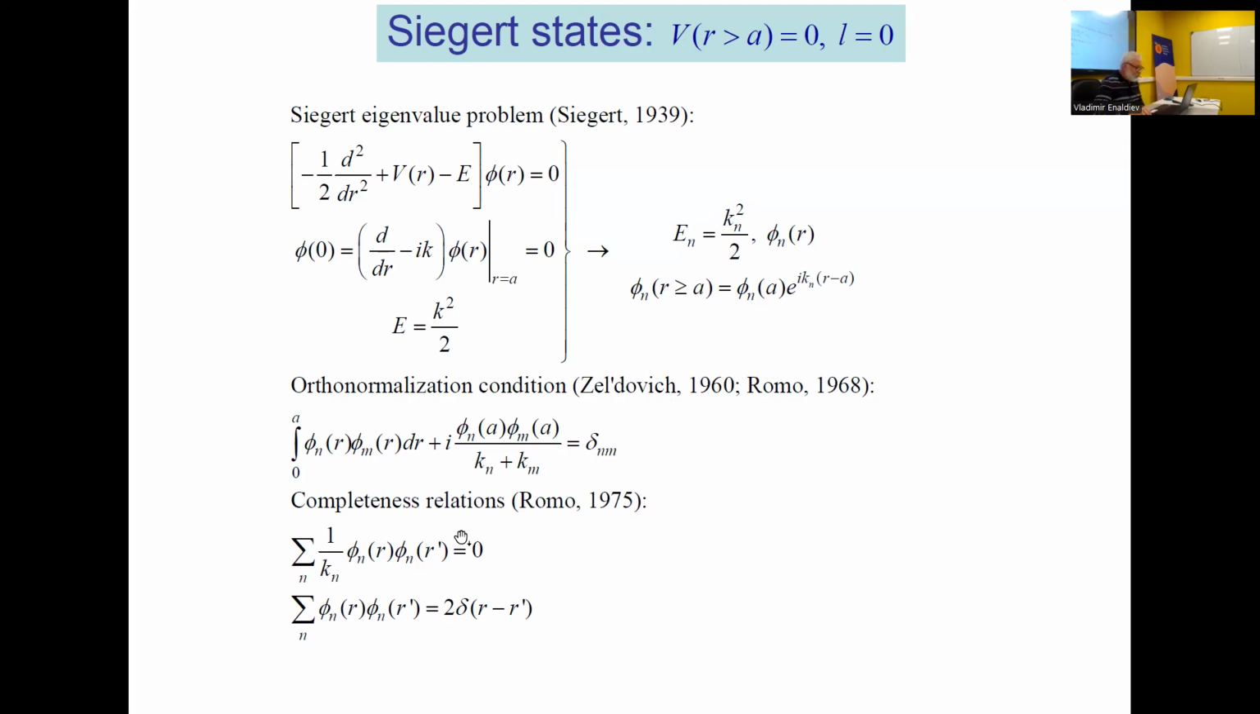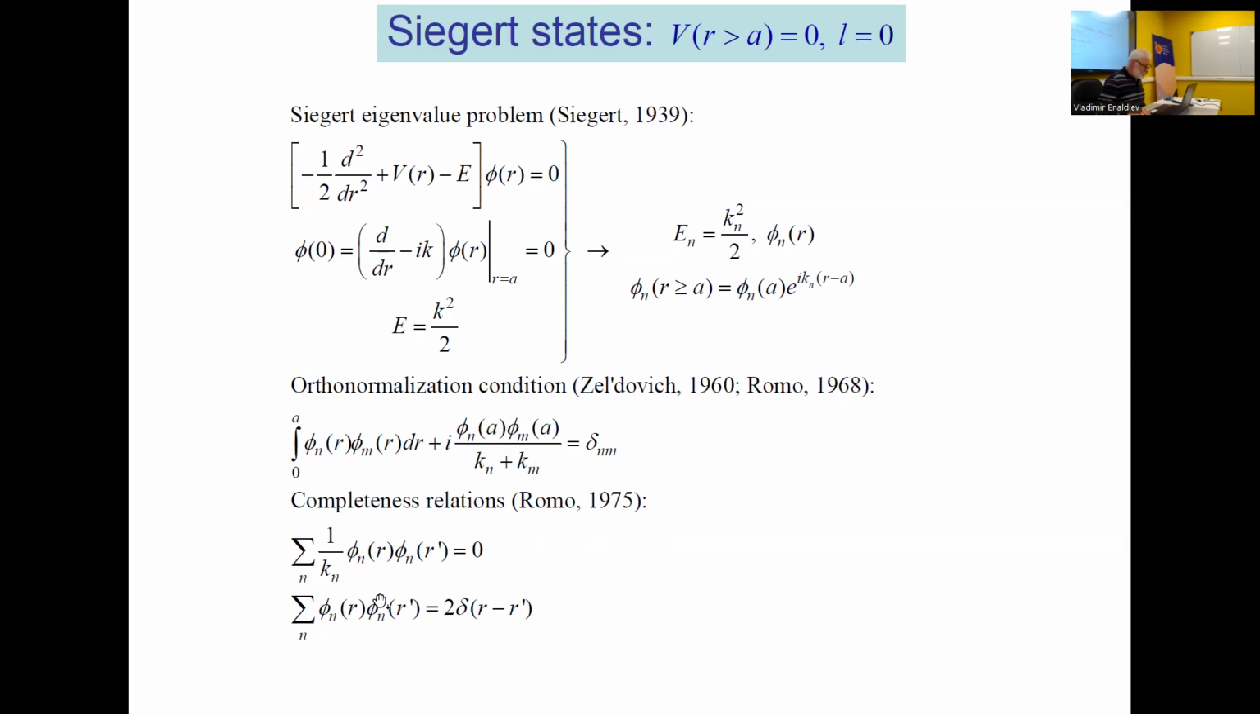Now, so this establishes the orthonormalization condition for Siegert states. And the second important issue to be resolved to use these states as a complete set for expanding scattering theory is the question of what are the completeness properties of this set. And Roma was a mathematician. He published his papers in a journal of nuclear physics, but he was a mathematician.